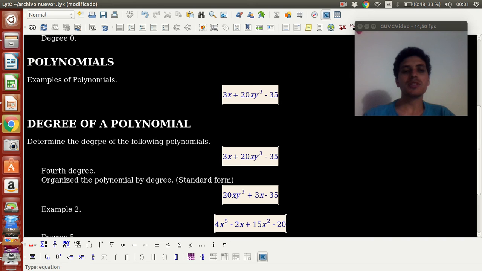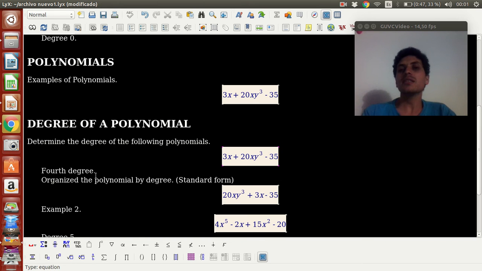For example, determine the degree of the polynomial 3x plus 20xy³ minus 35. The degree of 3x is 1. 20xy cubed: 3 here plus 1, that is 4. And here is the 0th power. So which is the highest? 4, so it is degree 4.